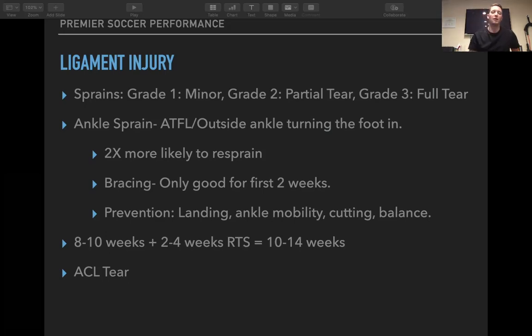Okay? The most common ligament to be injured is in your ankle, your ATFL, okay, your anterior talofibular ligament. So your ATFL, it's the ligament that attaches the outside of your ankle to your foot. Okay.